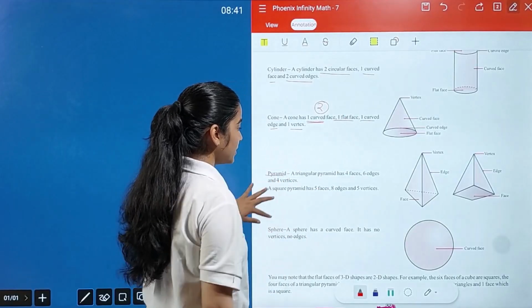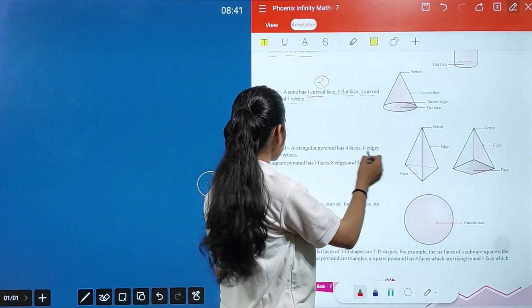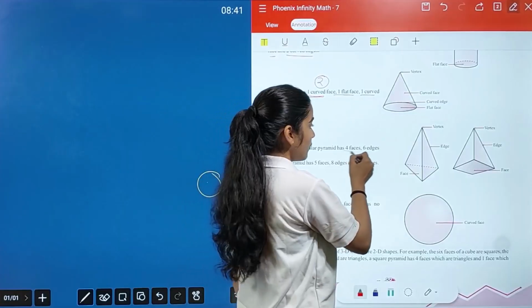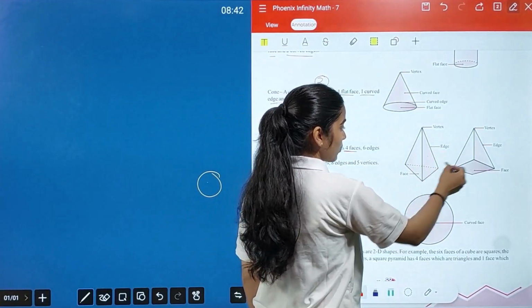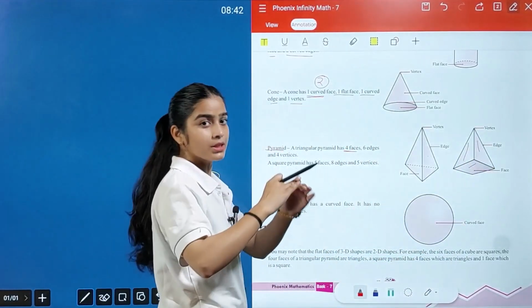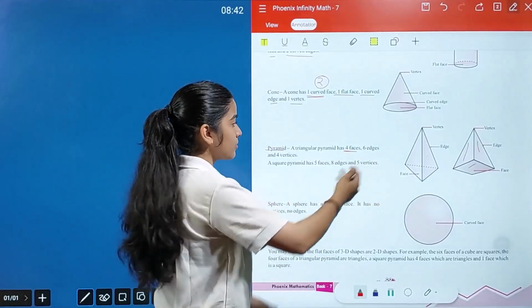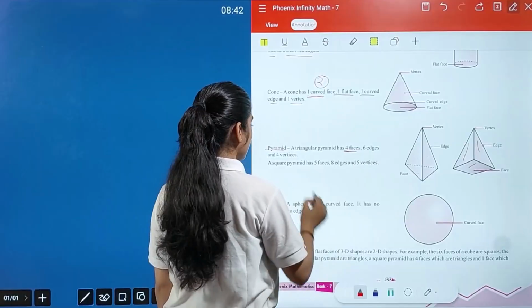Next we have the pyramid. This is your pyramid. A triangular pyramid has 4 faces, 6 edges and 4 vertices. 4 faces. So in this figure what you see is 4 faces: 1, 2, 3 and 4. When you have a 3D shape, you can see the back side of it as well. So we have 4 faces, 6 edges and 4 vertices.